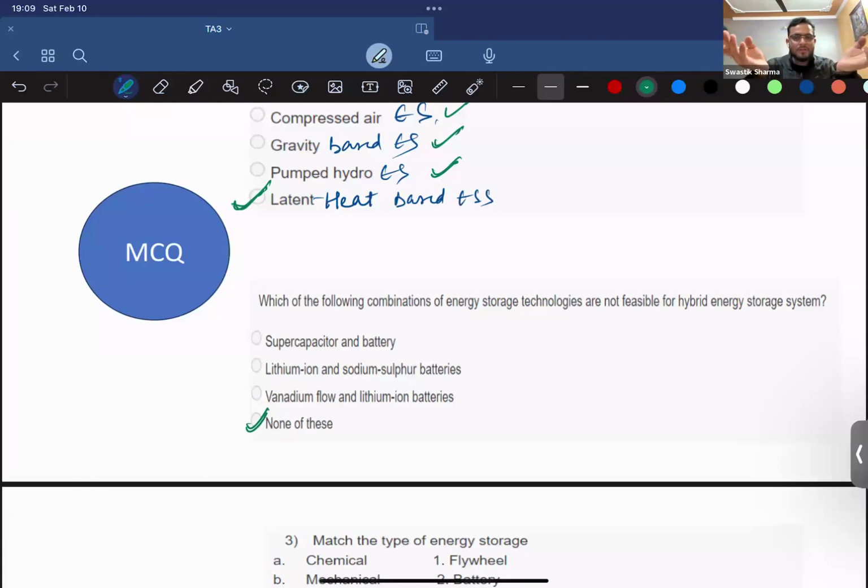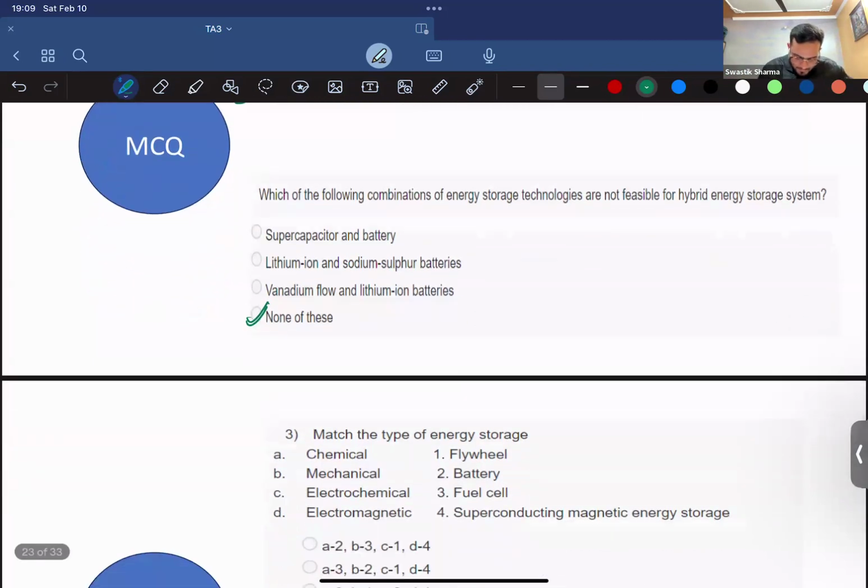You can have all of them, but you just don't connect them, interlink them. You don't interlink them. Just use it at separate things. You can have hybrid energy storage systems as well.